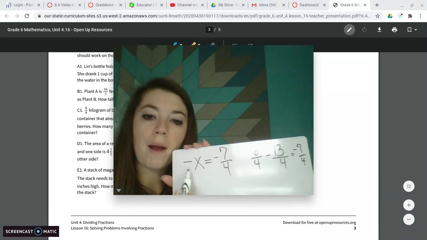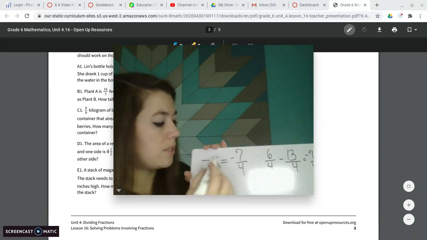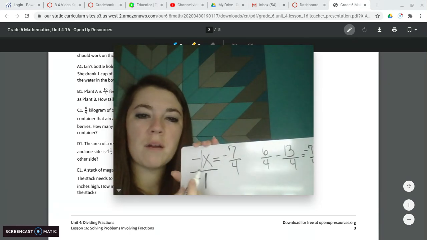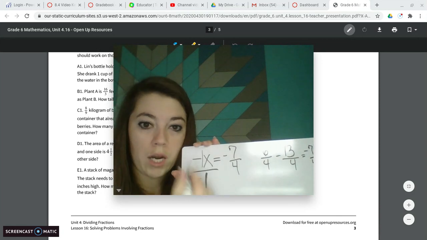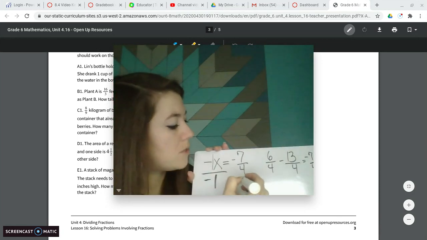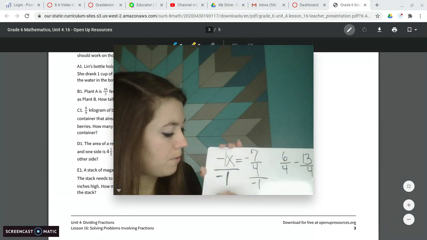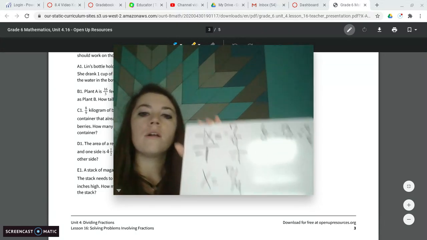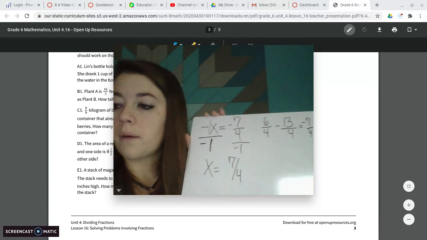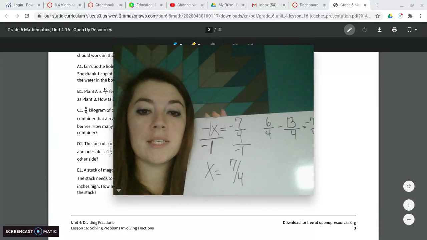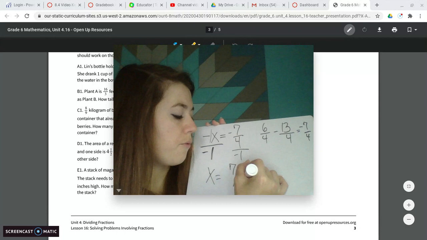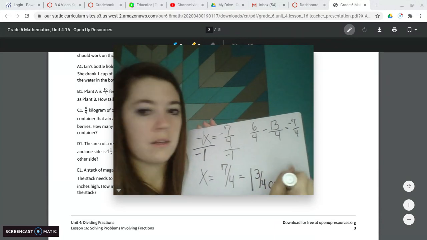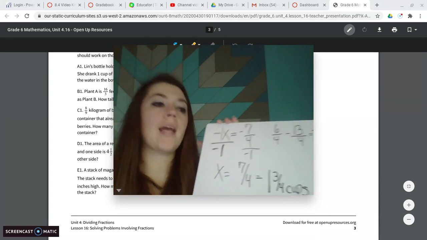Now, when we solve problems, we never want the variable to have a negative on it. So we're going to divide by -1, because anytime there's a negative on a variable, we can think about it as being a -1 in front of it. So divide by -1, and we end up with x equals a positive 7/4. That means she drank 7/4 cups of water, which is 1 3/4 cups. That's how much she drank out of her water bottle.